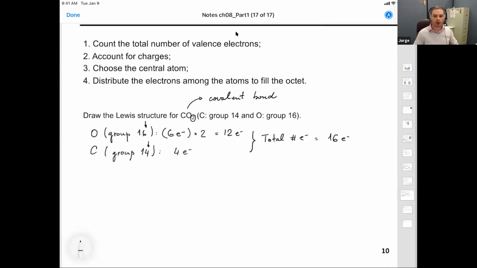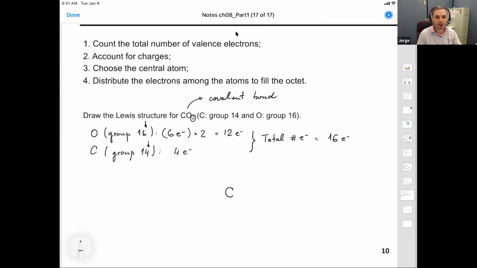Okay, so we are going to use all the 16 electrons to make covalent bonds and make sure all the atoms are happy. All the atoms achieve 8 electrons in the valence shell. There is no charge in this molecule. We don't need to add or subtract anything. Next step is to choose the central atom. Central atom here is going to be the largest one or the one in the lowest amount in the formula, usually. This case is very simple. It has to be the carbon.